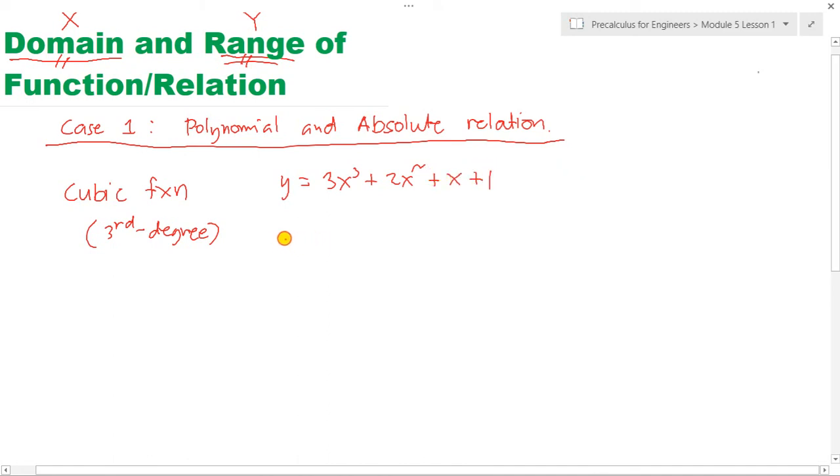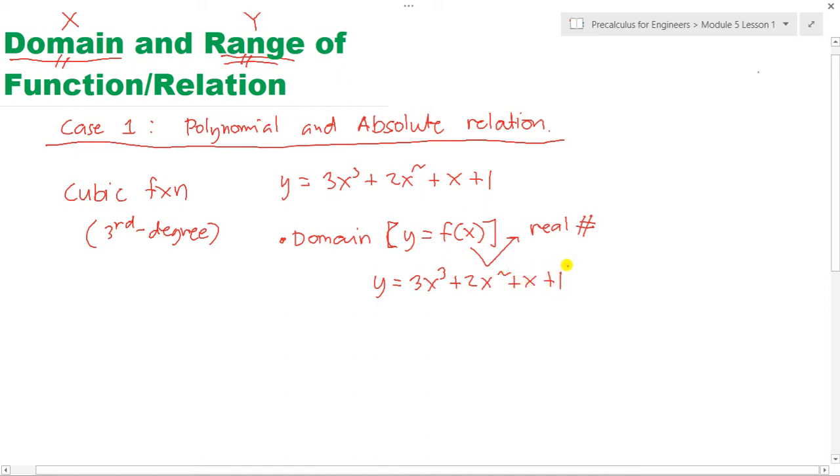And then again, we're going to solve for the domain. So we are going to transpose this into this form, y is equals to f of x, wherein our f of x here should be a real number. And then, since our equation now is already transformed into this form, so y is equals to 3x cubed plus 2x squared plus x plus 1. So this would be our basis for our domain. So again, we use test values. So test value, this is test value, is our x. So this would also be our basis.